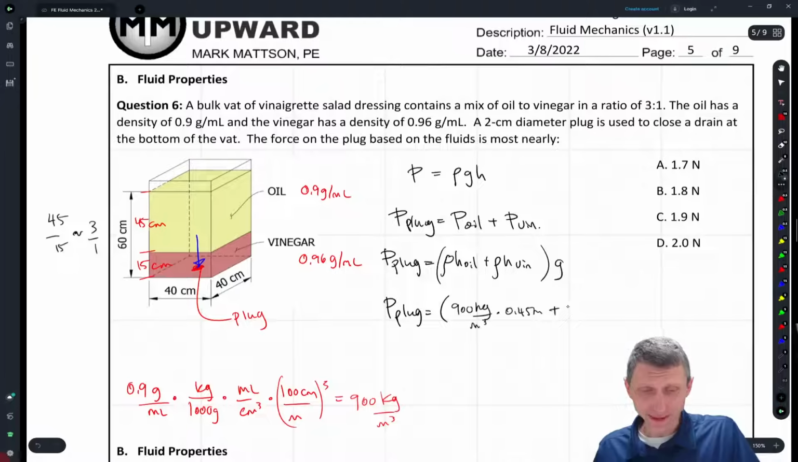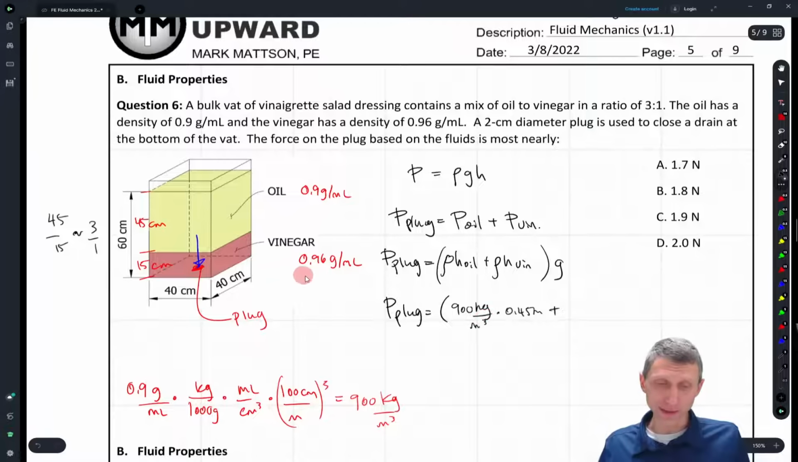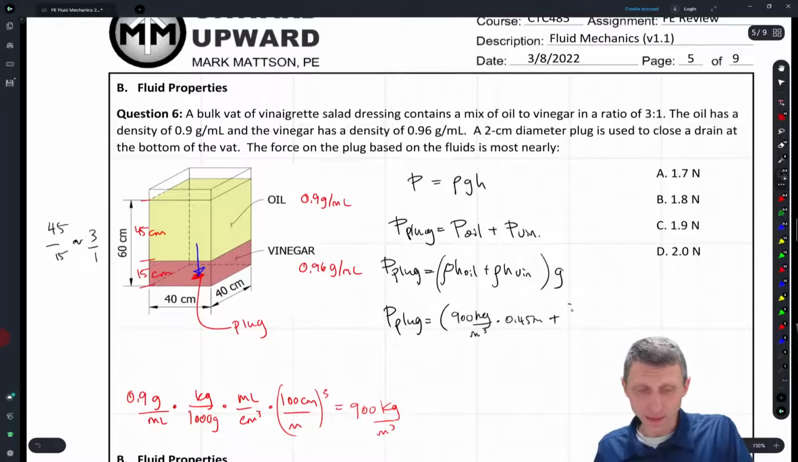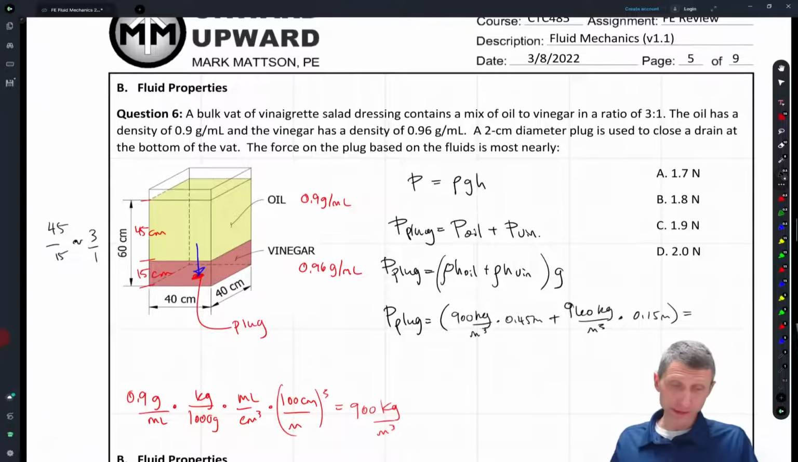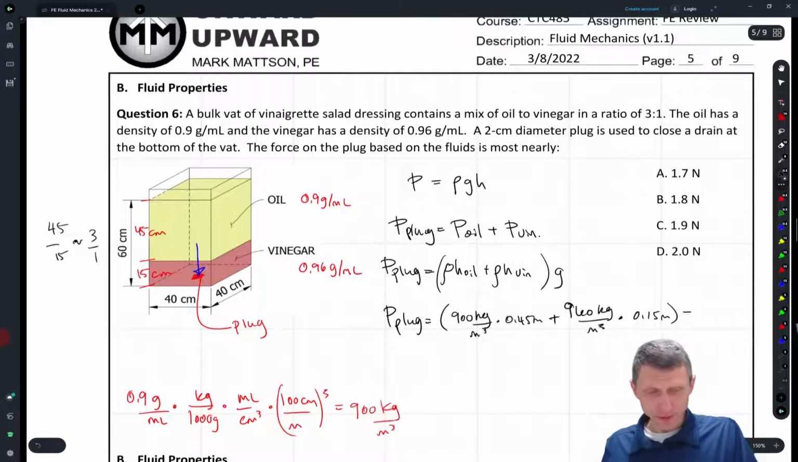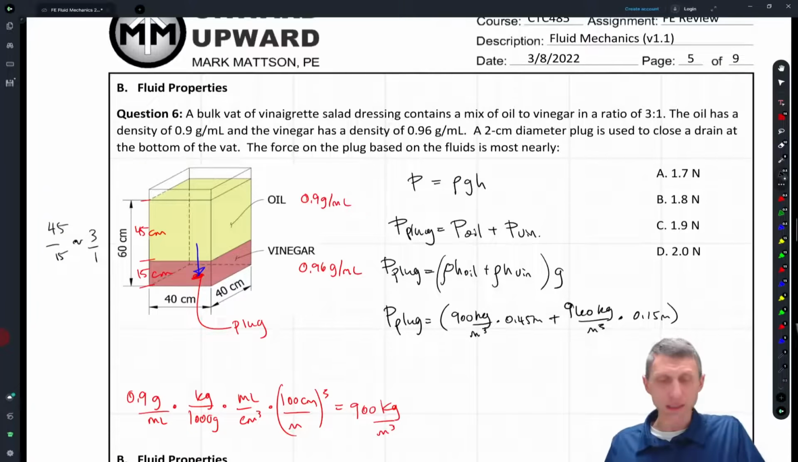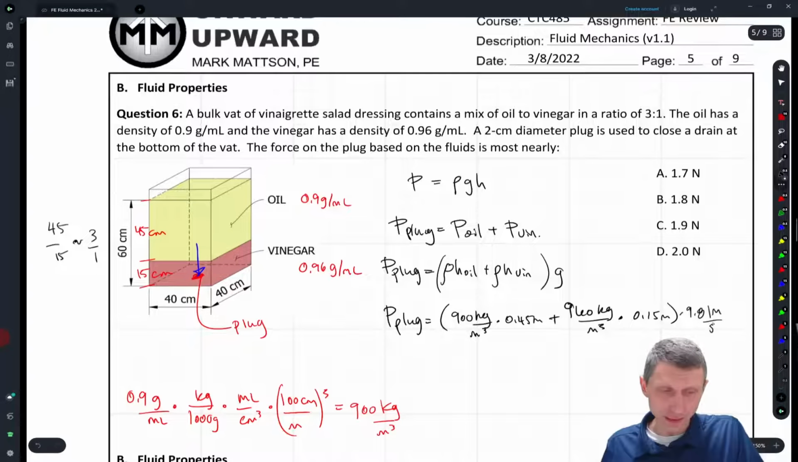And then I come here, and we know that if we go from 0.9 to 900, we're going to go from 0.96 to 960 kilograms per cubic meter times its height, 0.15 meters. And we're going to get a pressure at the plug of, what did we do? Oh, I forgot to multiply by gravity here. I was just thinking my units don't work out. I get kilograms per meter squared. I was like, it doesn't work. But I have to multiply it by gravity, 9.81 meters per second squared.